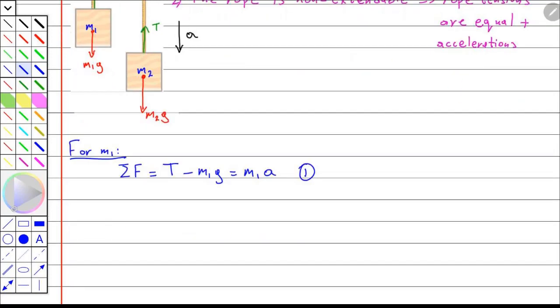Let's form another equation for the second mass. The resultant force, sigma F, is equal again to T, the tension is again positive, minus M2G. There are no other forces, so this is equal to minus M2A, because its acceleration is pointing downward. And this is equation number 2.